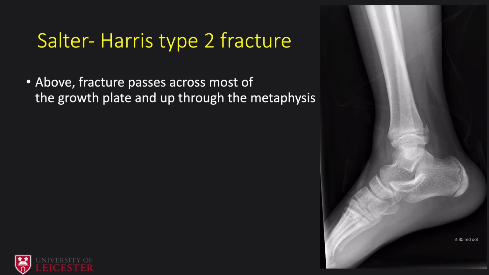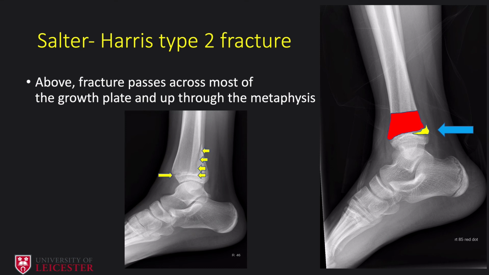Type 2 Salter-Harris fracture, where the fracture plane passes across the growth plate and up to the metaphysis, as you can see from this radiograph. Here, another radiograph shows that the fracture passes through the growth plate as well as the metaphysis.